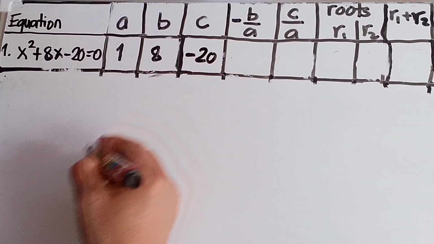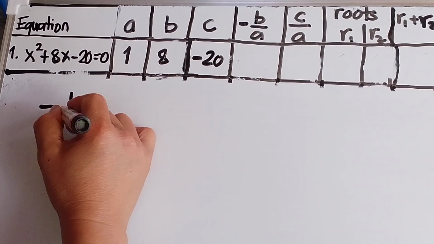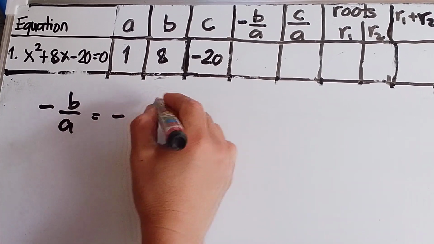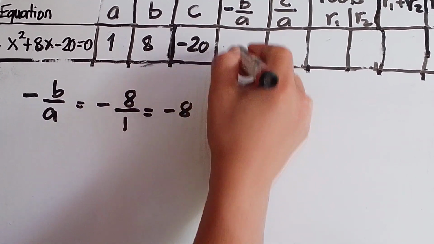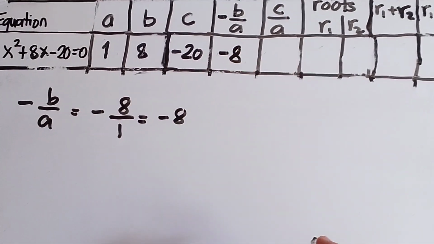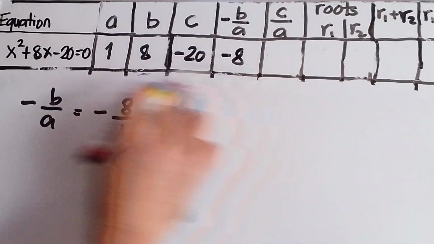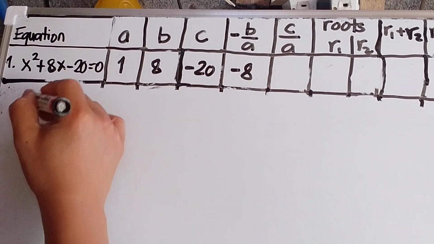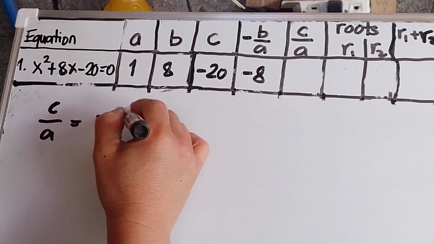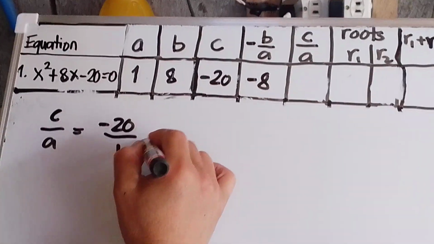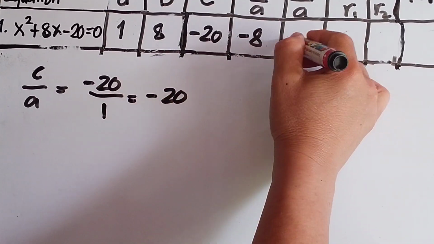Now how to solve negative b over a? So this will be negative. b is 8 over 1. So this is negative 8. How about c over a? c is negative 20, then over 1. So I have negative 20.